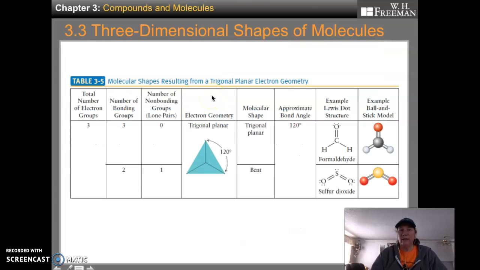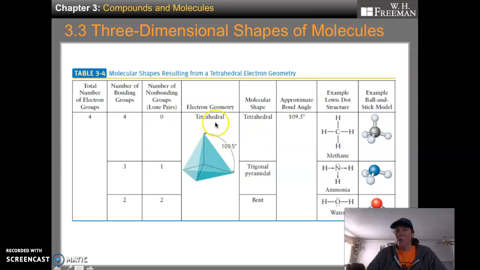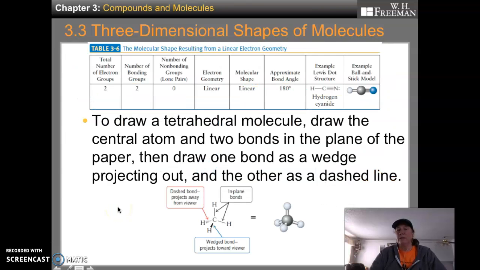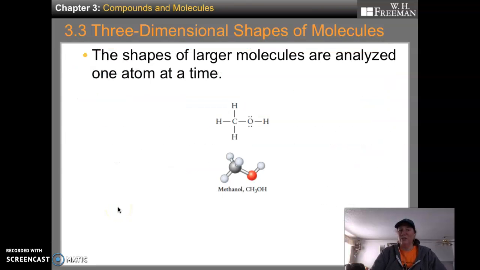If you look back here, same thing. 2 and 1, bent. 3 and 0, trigonal planar. 4 and 0, tetrahedral. 3 and 1. So again, once you draw out your Lewis structure, you're looking at bonding pairs and non-bonding pairs, and that tells you the shape.